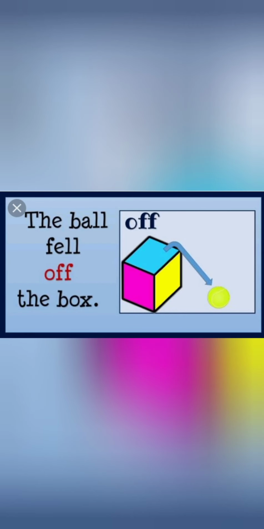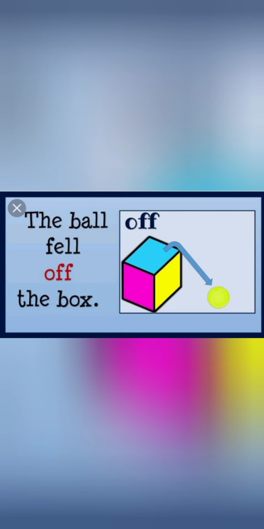Next is from. From is used to talk about a point of departure. As we can see in the picture, the ball has departed from the cube. So we can say the ball is away from the cube. It is for departure. Next, see, off. It is used to talk about physical separation between two objects. Like the ball fell off the box. That means separated from the box. So here we will use the word off.